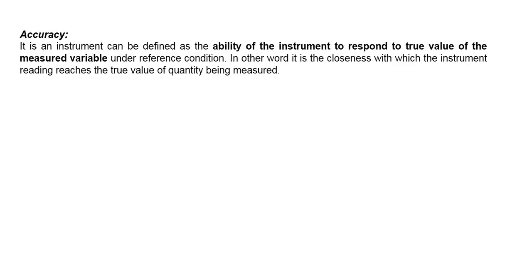First is accuracy. Now what is accuracy? Accuracy of an instrument can be defined as the ability of the instrument to respond to the true value of a measured variable under a given set of reference conditions, standard conditions. In other words, it's the closeness with which the instrument reading reaches the true value of the quantity which is being measured. That is the accuracy.